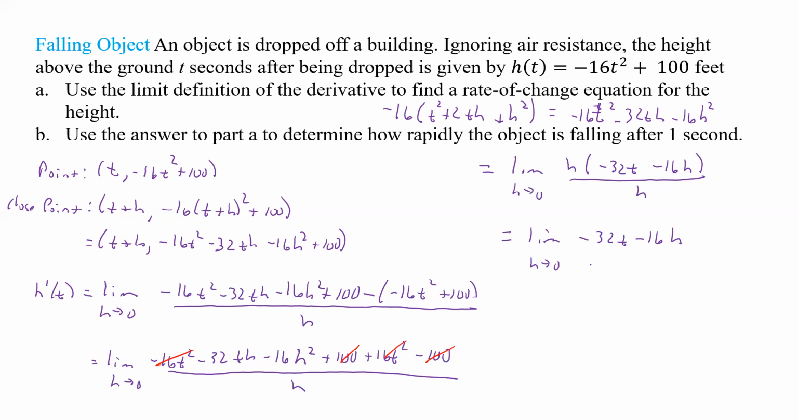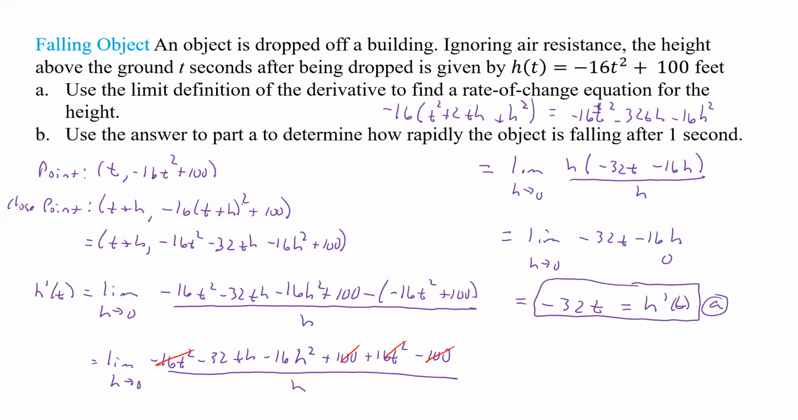Now, if we plug in 0 here for h, well, that goes to 0. So all we're left with is a negative 32t, and that's going to be our h prime of t. So that's, let's put it on this side, that's h prime of t. Okay, so that is our derivative, which is what they wanted for part A.